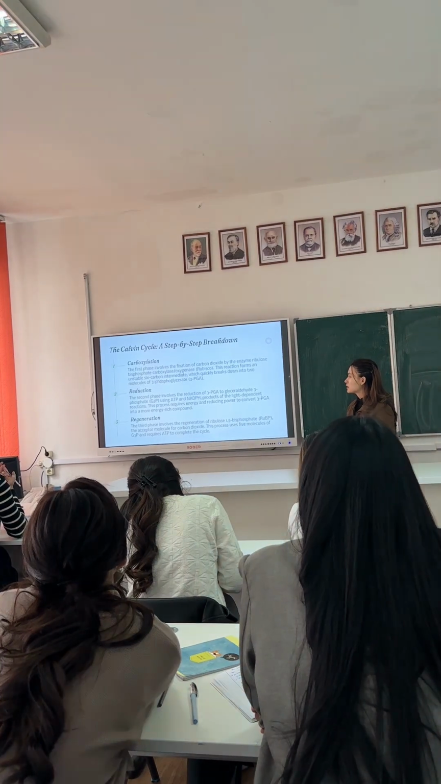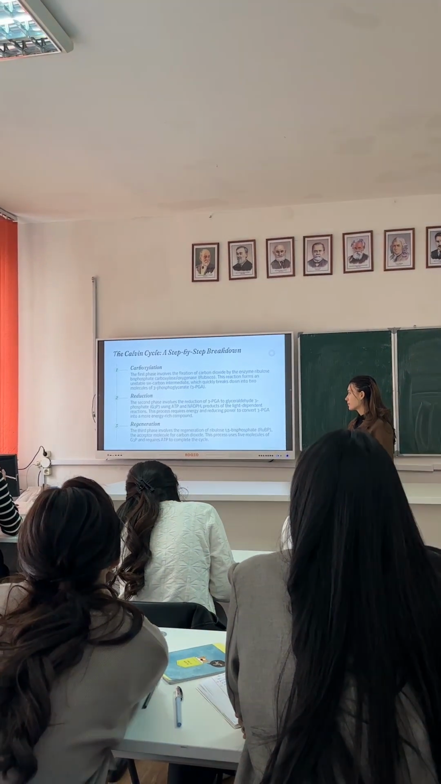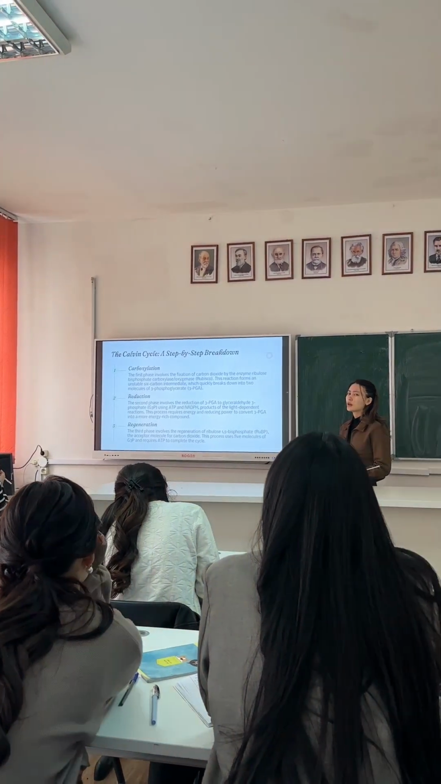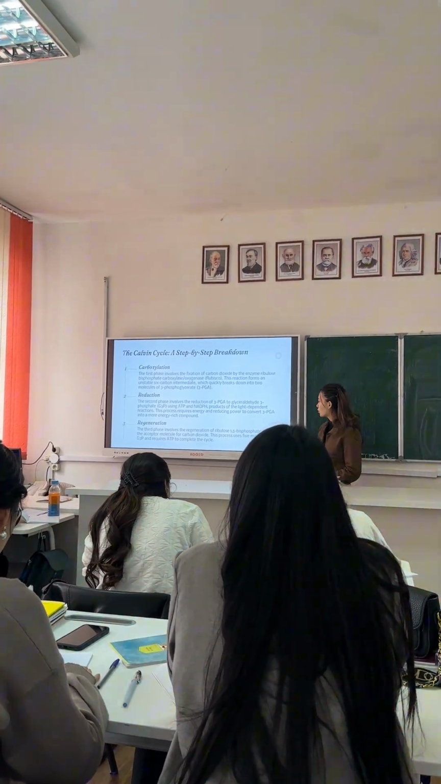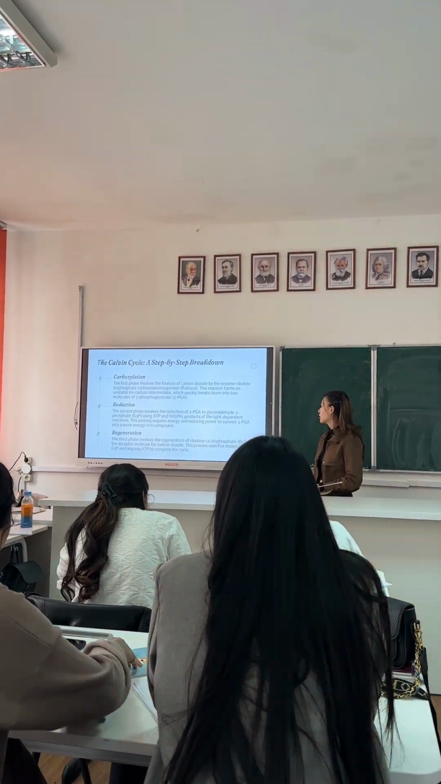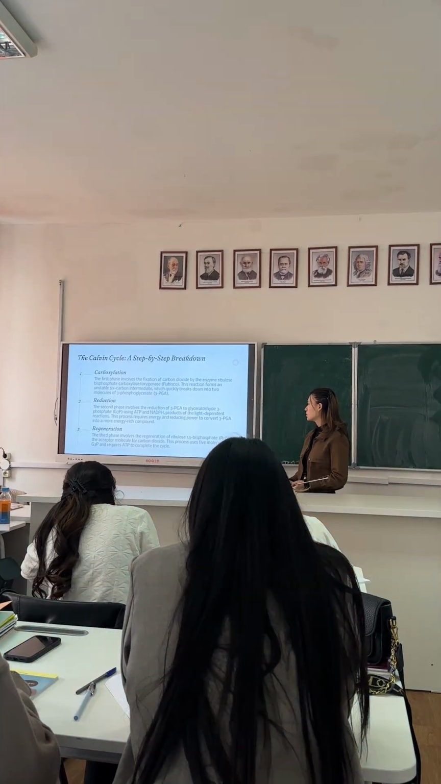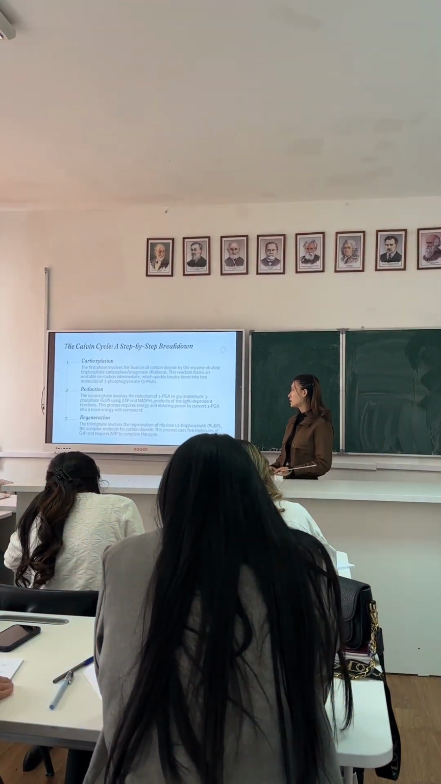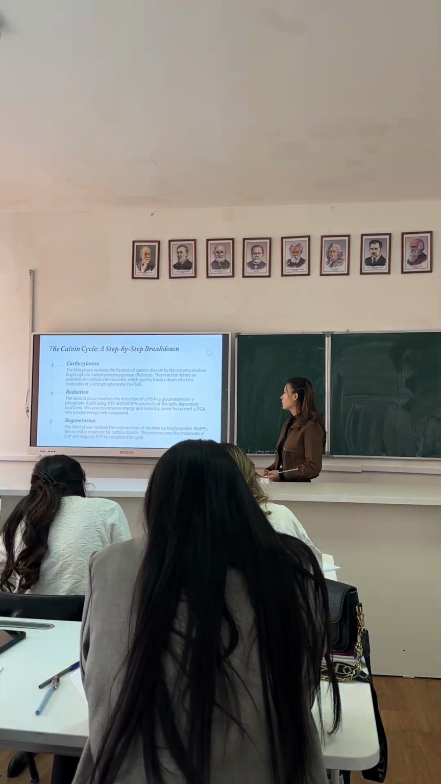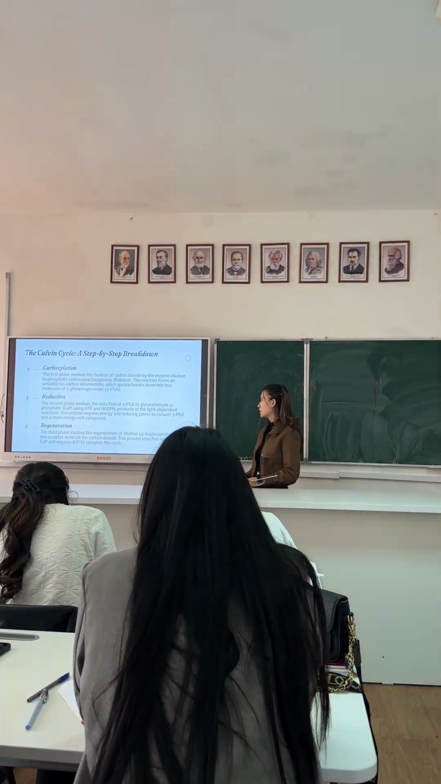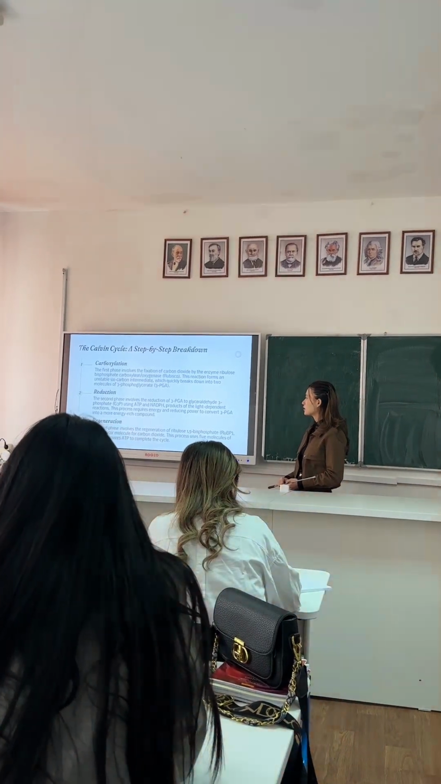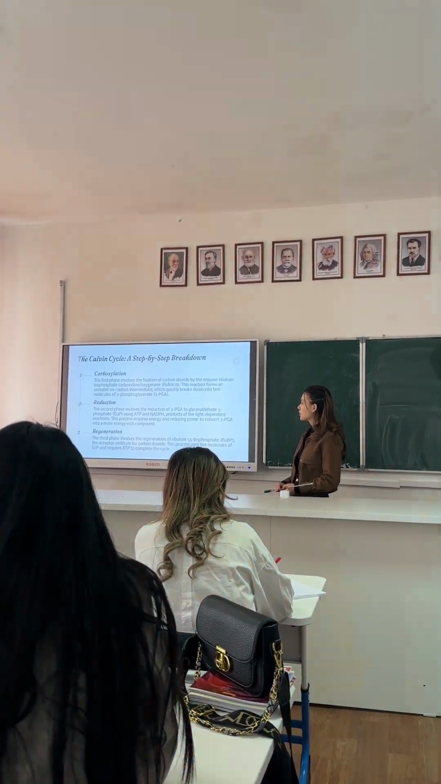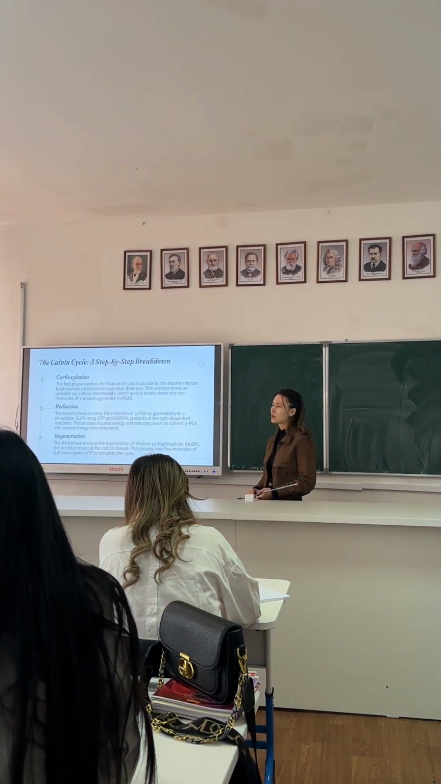And the third and last step is regeneration. In this step, the Calvin cycle regenerates the RuBP, or ribulose bisphosphate. The third phase involves the regeneration of that acceptor molecule for carbon dioxide. This process uses 5 molecules of G3P and requires ATP to complete the cycle.